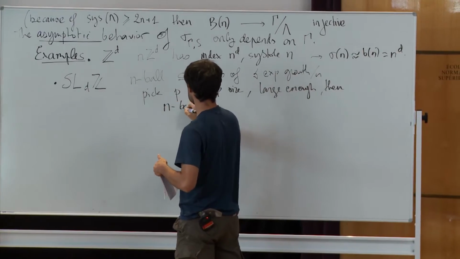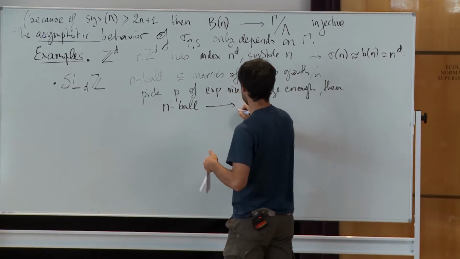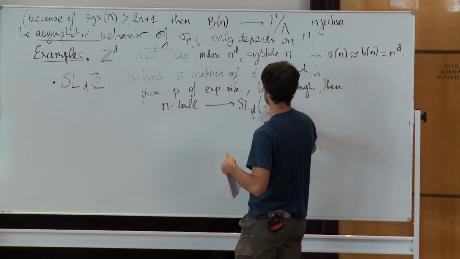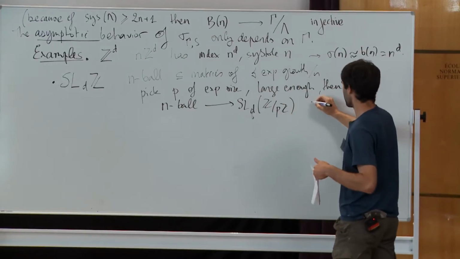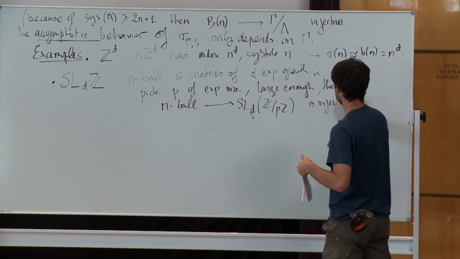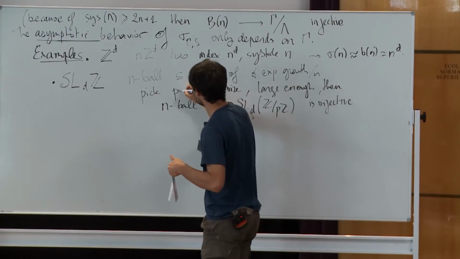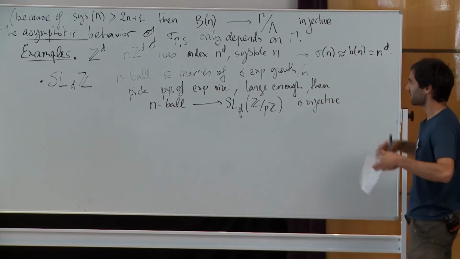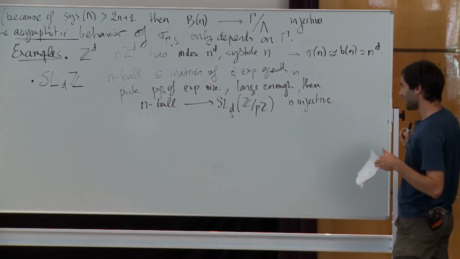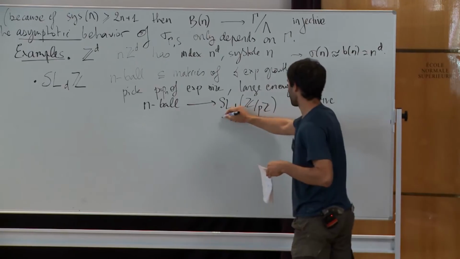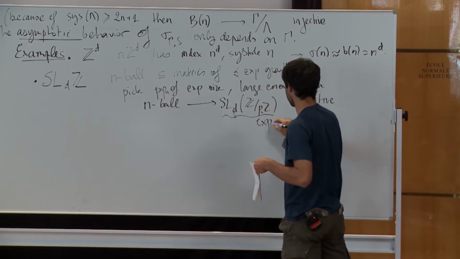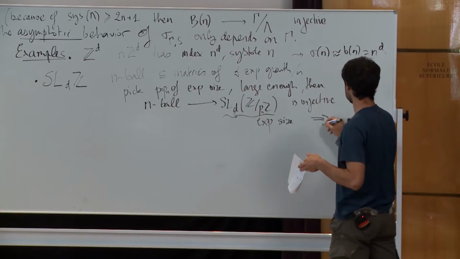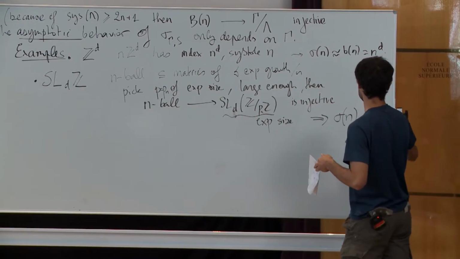Then the n-ball will be mapped to the reduction SL_d of Z mod p, and this is injective. So P equals P_n. So P_n, it's m to the n for m large enough, is injective, and this is of exponential size. So it proves that the growth is at most exponential.